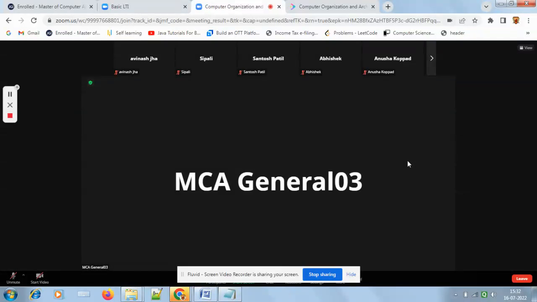What kind of examples do you have to give for addressing modes? Take a small example, like MOVE R1, R2, direct addressing mode.